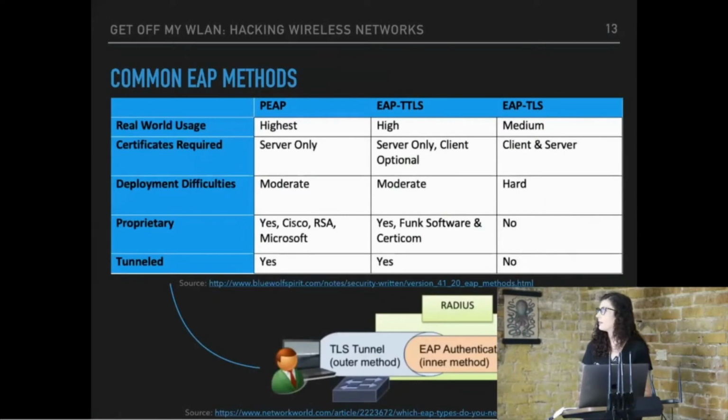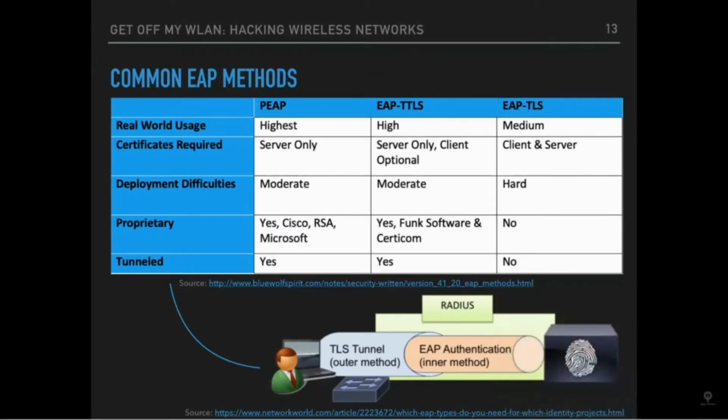Some common EAP methods that are seen in the real world: both PEAP and EAP TTLS are the ones seen most commonly in configured enterprise networks, and both of these are actually pretty common. They are both tunneled, meaning that the information sent between the client and the RADIUS server, seen down here on the bottom, is protected with a TLS tunnel, and then another inner authentication method is used to actually send those credentials. Both of these methods also only require certificates on the server side, and the client is optional. And we'll see why there are issues with those configurations in a few slides.